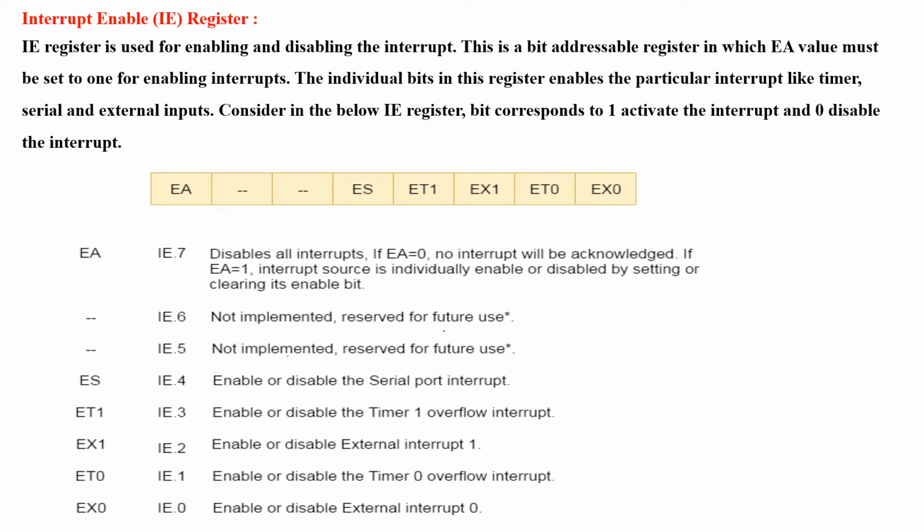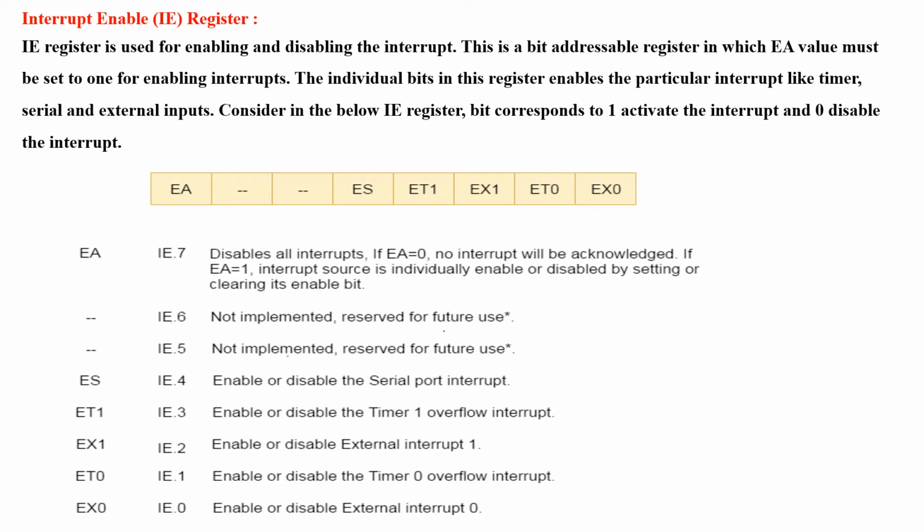Now let's discuss the format for the interrupt enable register. The IE register is used for enabling and disabling the interrupts. Its name indicates interrupt enable. This is a bit addressable register in which the EA bit must be set to 1 for enabling the interrupts. The individual bits in this register enable the particular interrupts like serial, timer and external interrupts. Consider the format of IE given below. It is an 8-bit register.